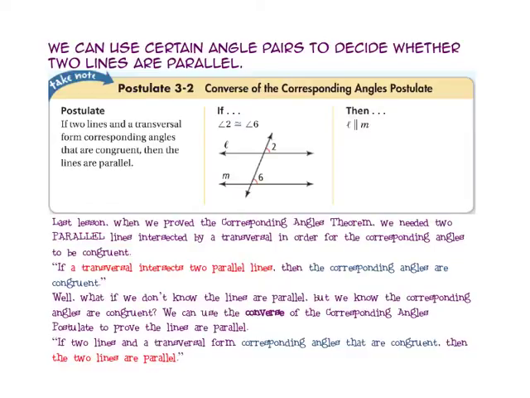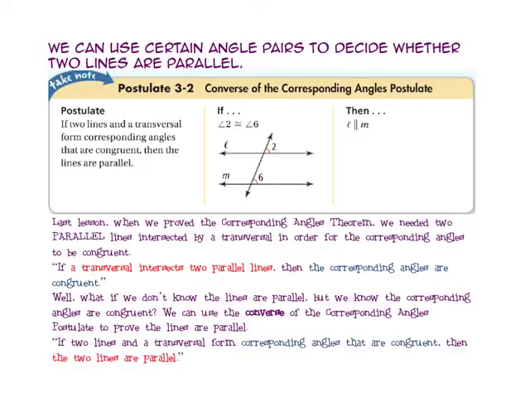In last lesson, when we proved the corresponding angles theorem, we needed two parallel lines intersected by a transversal in order for the corresponding angles to be congruent. If a transversal intersects two parallel lines, then the corresponding angles are congruent.